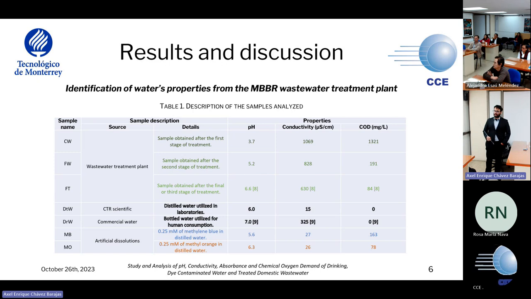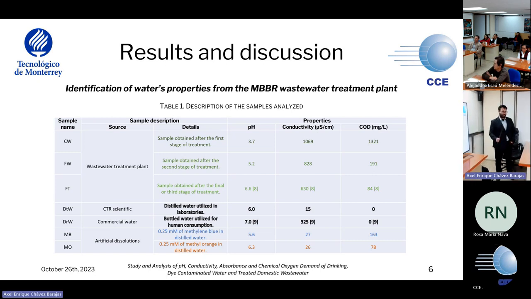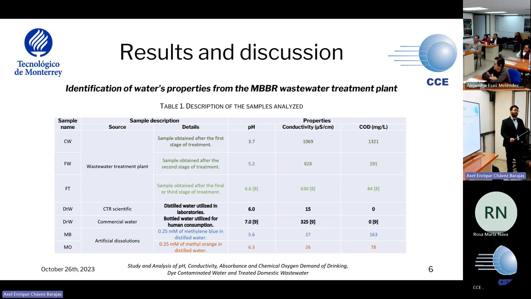Now, as I mentioned, one of the main objectives of this work is to do the comparison of what would be needed to change these results, pH, conductivity, and chemical oxygen demand, to reach those of the bottled water. As you can see, the application changes a lot if these results increase even a minimum. Not for a random reason. The reason would be the norms, the Mexican standards.